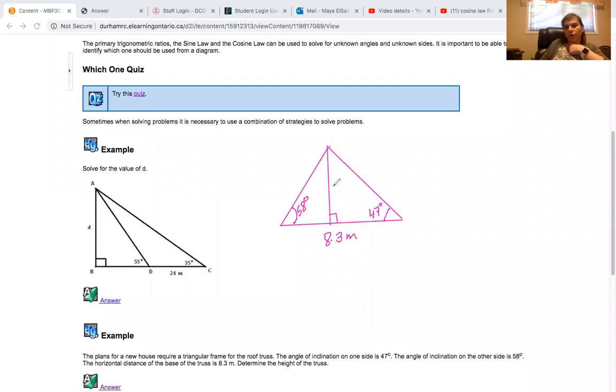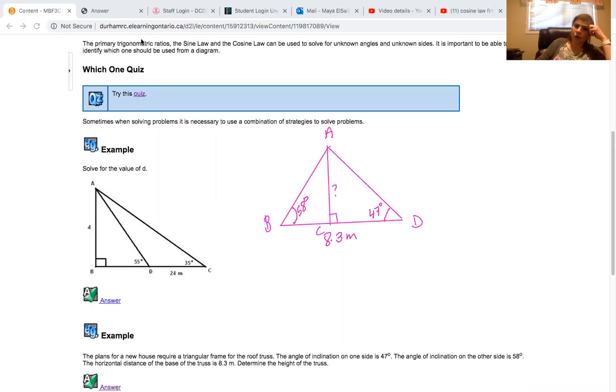So I'm looking for this side. Now, the problem is, if I'm looking at this side here, the height, if I look at this triangle here, let's call it A, B, C, D. So if I'm looking at triangle ADC, that's a right angle triangle. But inside that triangle, I only know angle 47. I don't know any of the sides.